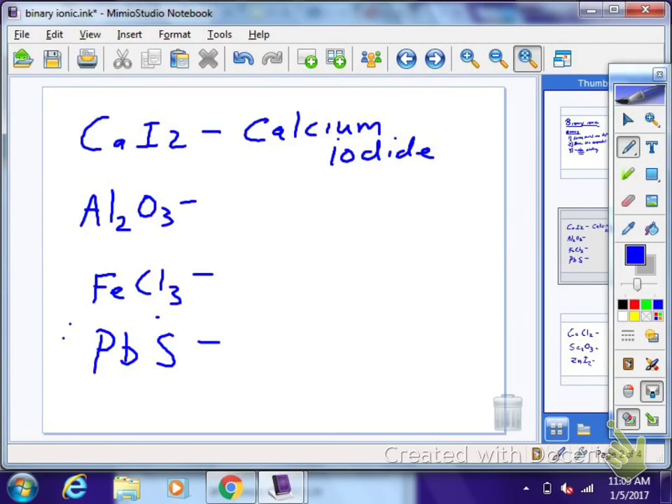Go ahead and write the name of the second one, what you think it will end up being, and then we'll confirm to see if you have it right or not. Al2O3. Al2O3.